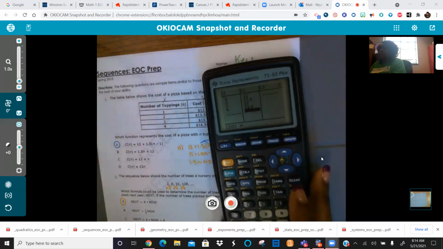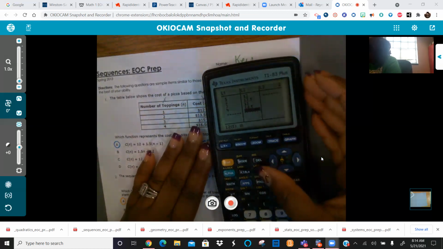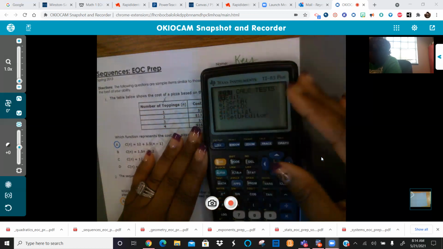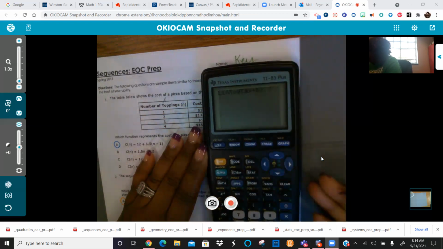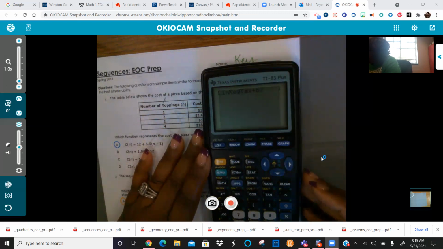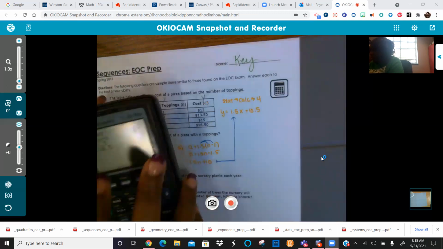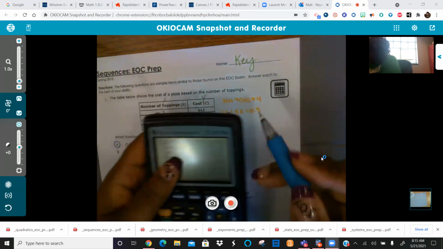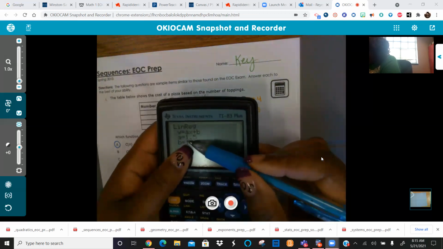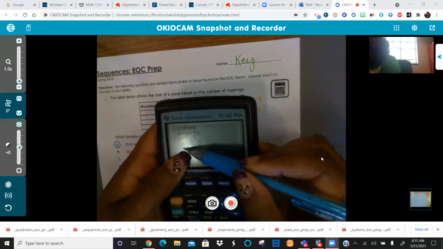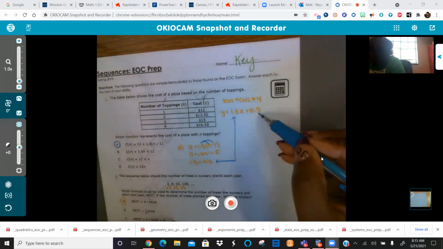Okay, so after you type those numbers in, you're going to go to stat, then you're going to go over to calculate and go down to number 4, LinReg. Okay, you're going to press enter here, and this gives you the equation. Y is equal to, this is my A, this is my M, my slope, and this is my B, my y-intercept. So this is what I get here.